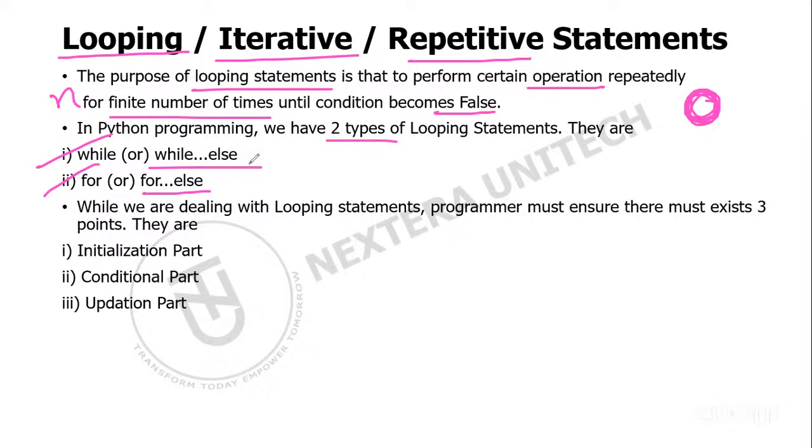Right. So coming to loops, being a programmer, we have to mainly focus on 3 points. You must ensure that there are 3 points. What are they? The initialization part, followed by the conditional part. We should also define a condition. And the third one is updation part. So we'll be understanding all these 3 parts as part of each and every type, both in for loop and while loop.